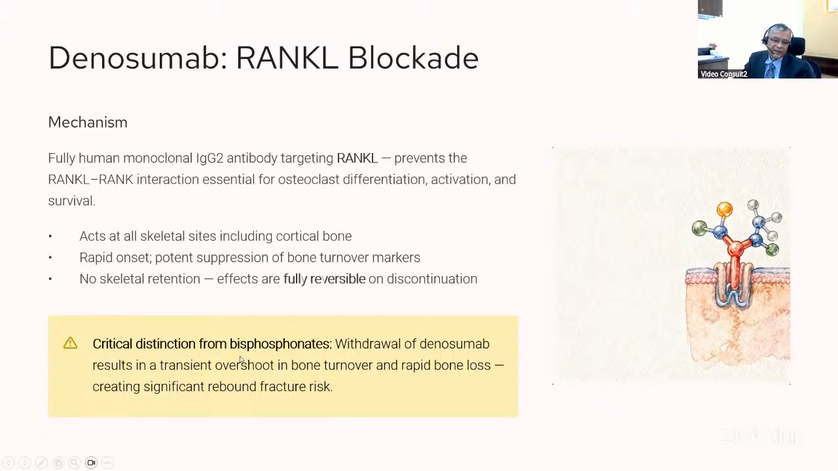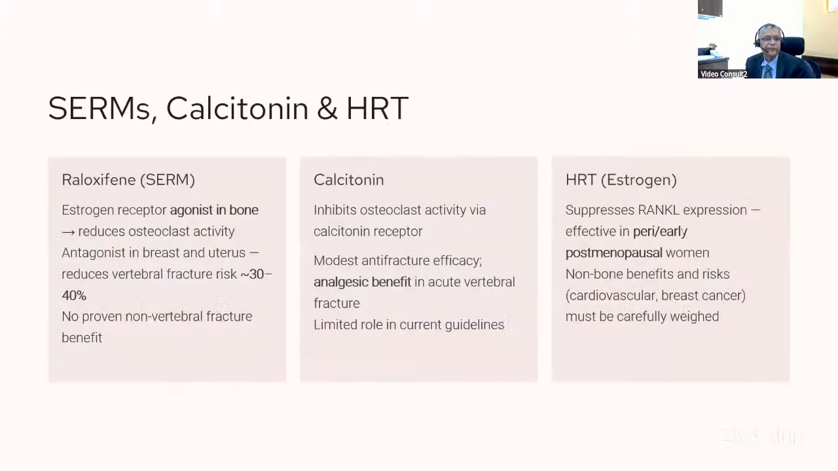The critical distinction from bisphosphonates is that withdrawal of denosumab results in overshoot of bone turnover, leading to bone loss and creating a lot of rebound fractures. So when you give zoledronic acid or any of the nitrogen containing bisphosphonates, you stop it for a year or two, that effect still continues. Whereas with denosumab, which is a RANK ligand inhibitor, the moment the drug is stopped, the bone turnover increases and the chances of rebound fracture are much higher.